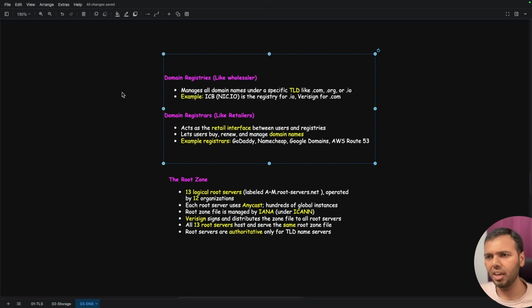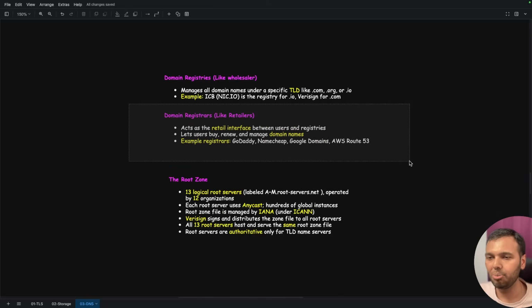Now you might be thinking, if .io is managed by a registry, then I will reach out to that registry when I want to register a domain name. For example, if I want to register cloudwithvarjosh.io, then should I be going to a registry? No, you do not go to a registry, you go to a retailer, because these registries are wholesalers. They will not deal with individuals. To deal with individuals, there are domain registrars, which can be thought of as retailers, acting as the retail interface between users and the registry.